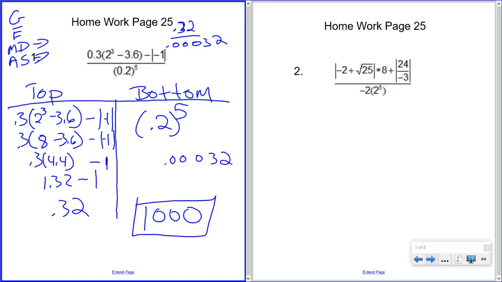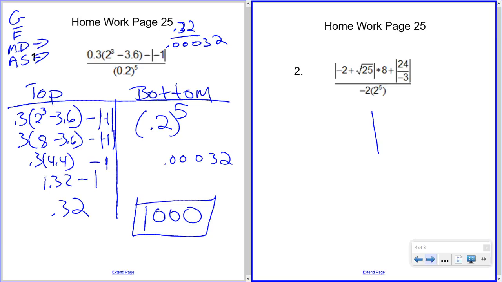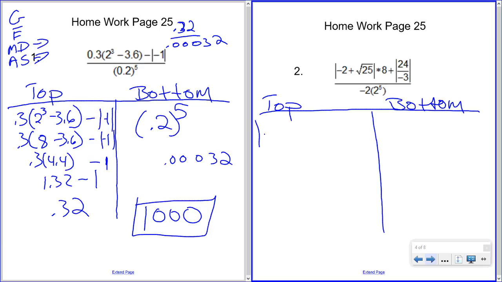Okay, now we're going to move on to the next one. Same thought process here, top and bottom. Here's a top, here's a bottom. All right, so now we're going to write what we see here. We're going to write the absolute value of -2 plus the square root of 25, multiplied by 8 plus 24 divided by -3.